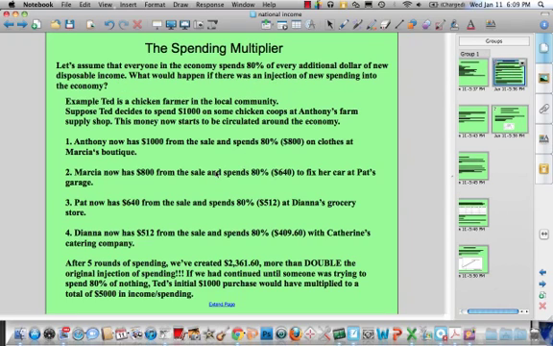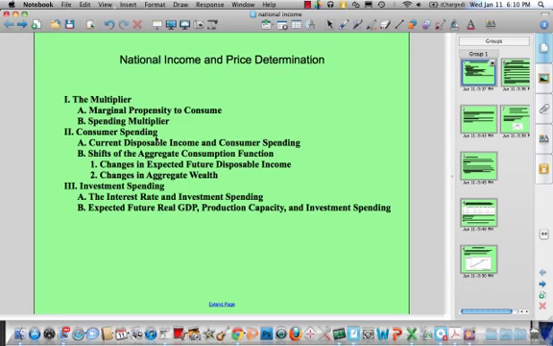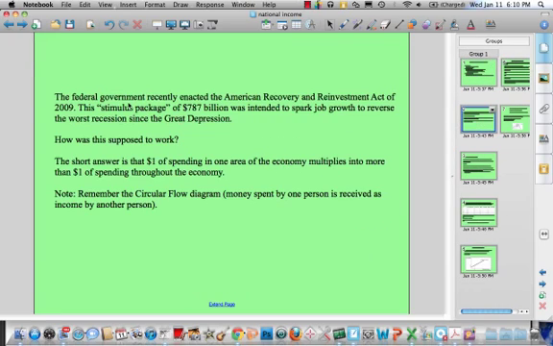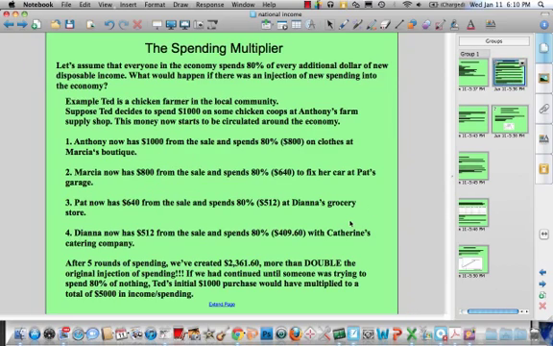Let's talk about the spending multiplier. So if we assume that everyone in the economy spends 80% of every additional dollar, so that marginal propensity to consume is 0.8, what would happen if there was an injection of new spending into the economy? Well, we touched on earlier this idea that the federal government put in this stimulus packet of $787 billion. They were assuming that a lot more than $787 billion would end up getting spent. Let's talk about how that happens. Well, it happens because of something called the spending multiplier.